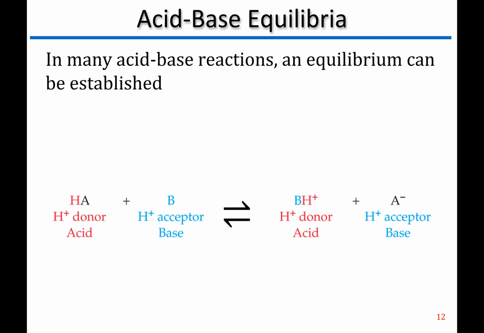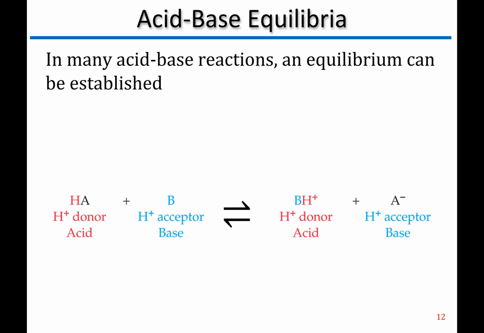So in many acid-base reactions, we can establish an equilibrium. This is where the ideas that we learned in the last chapter about equilibrium start to come back in. In general in an acid-base reaction, we have a proton donor and a proton acceptor. So we have HA, which we'll call the acid, B, which is for the base, BH plus, which means after the base has accepted the proton, and A minus, which means after the acid has given up the proton. So here we have an H plus donor and an H plus acceptor. Then we go through a reaction and we end up with an H plus donor acid and an H plus acceptor base. But notice what's happened.